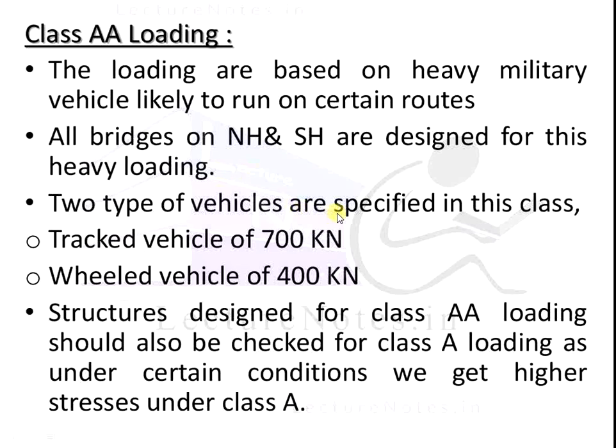Two types of vehicles are specified in these classes: first, a tracked vehicle of 700 kN, and a wheeled vehicle of 400 kN. These are the two types of loading we have to consider, as specified in the class. The first is the tracked vehicle, at almost 700 kN, and the wheeled vehicle at 400 kN.